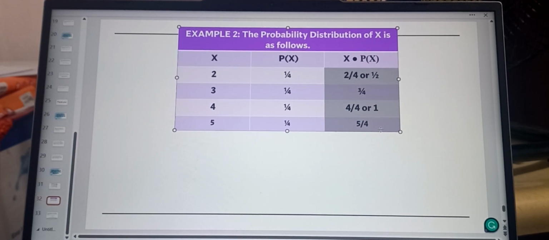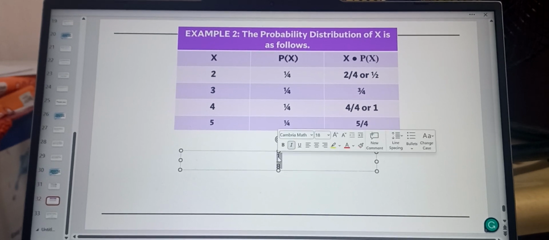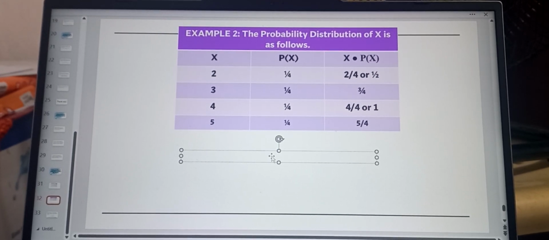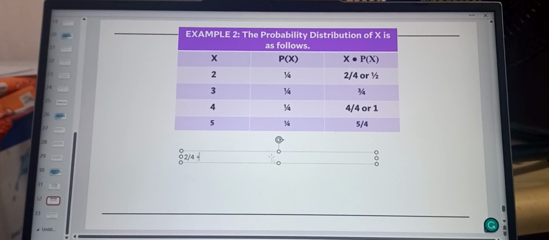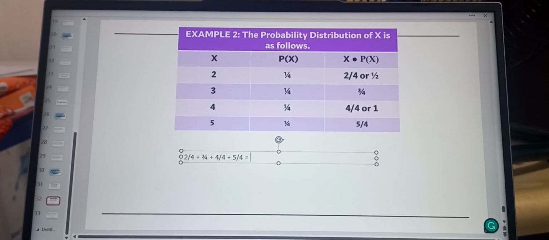Pero hindi pa yun yung mismong mean. Ang kailangan natin is product and then i-add natin silang lahat. Okay? So, i-add natin yung mga product na yan. So, in adding, mas maganda kung yun na lang itong sagot, yung hindi naka-simplest form para pare-parehas ng denominator. So, 2 over 4 plus 3 over 4 plus 4 over 4 plus 5 over 4. Para madali lang na rin siyang i-add kasi same sila ng denominator.